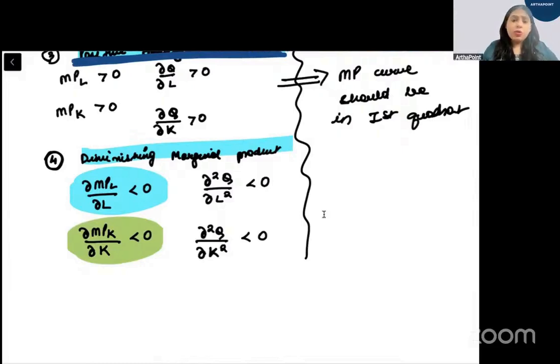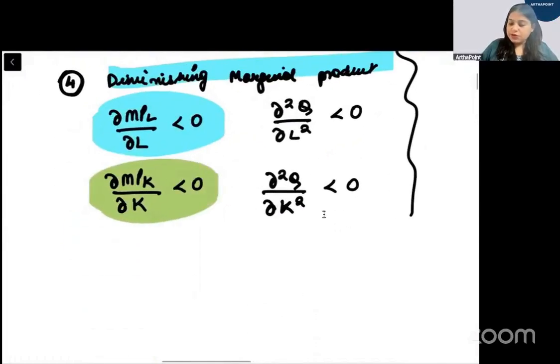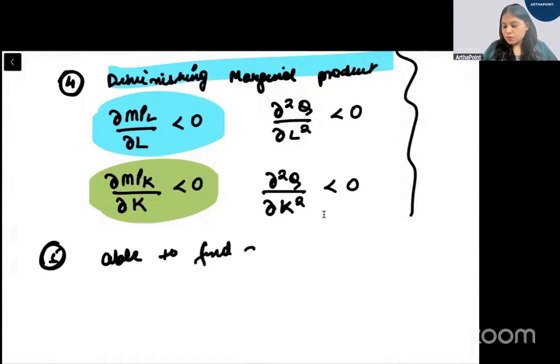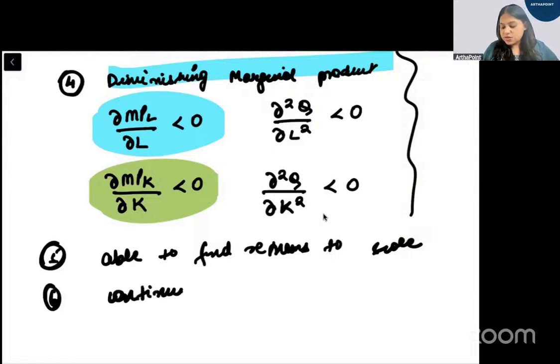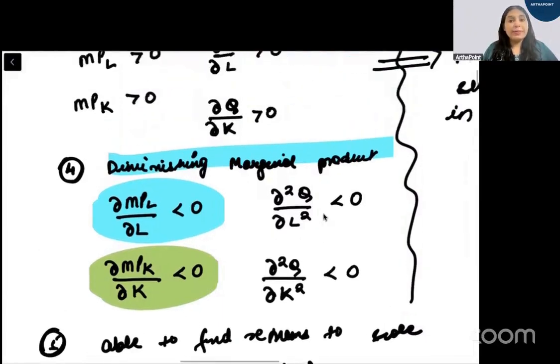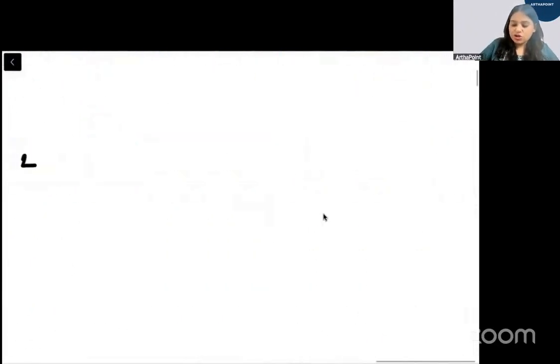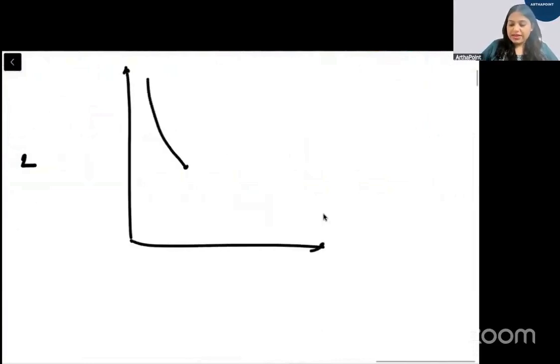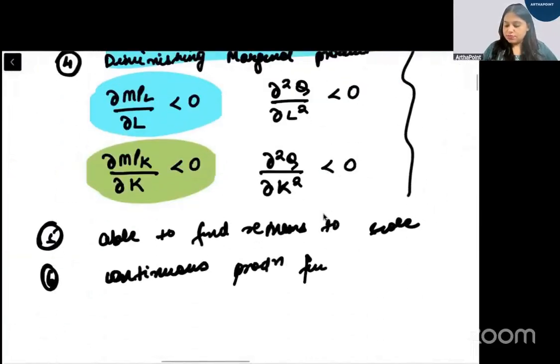Then, for any well-defined production function, we should be able to find returns to scale. हम उसका returns to scale निकाल पाए, right? And it should be a continuous production function. माने there should not be any breakage. ऐसा ना हो कि I start drawing a production function and then there is a break and then another part is there. Now, it has to be continuous in nature and it should also be differentiable.